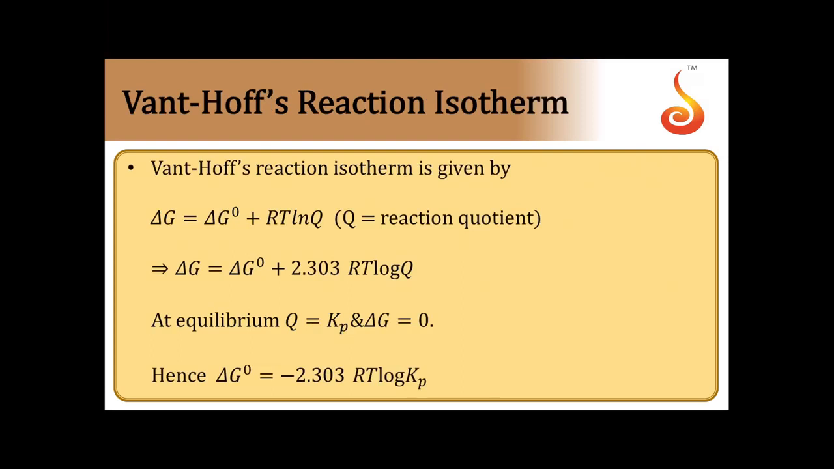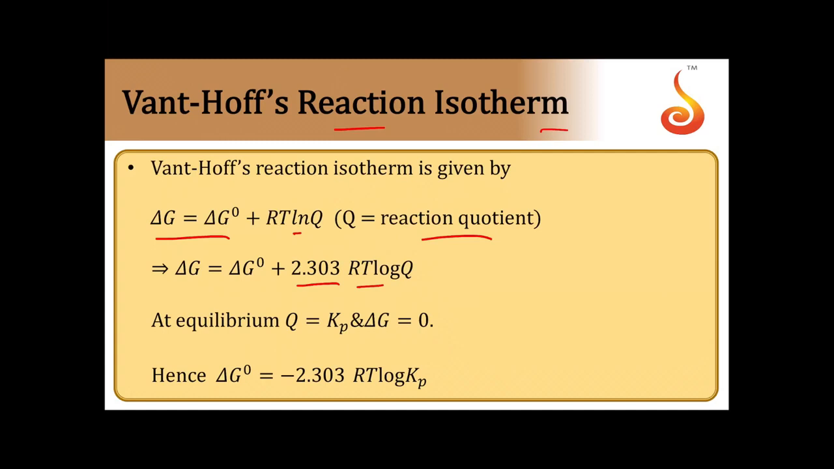Then Van 't Hoff's equation, Van 't Hoff's reaction isotherm, is given by delta G is equal to delta G naught plus RT ln Q. Q is called the reaction quotient. It's a natural logarithm, so ln Q. If we change to base 10, the equation becomes delta G equals delta G naught plus 2.303 RT log Q.